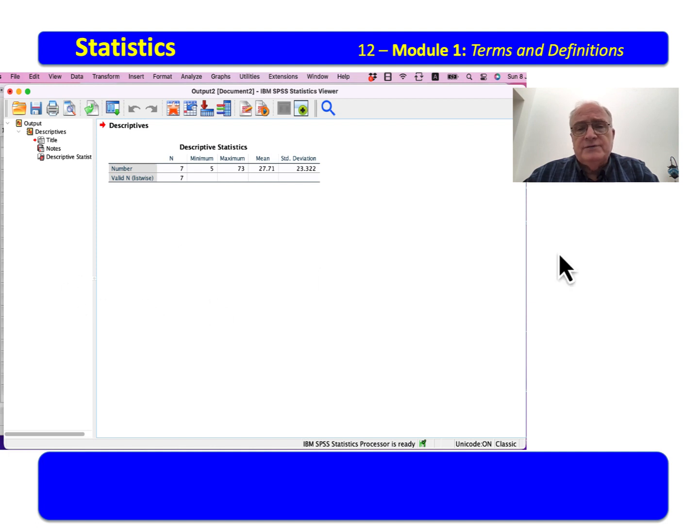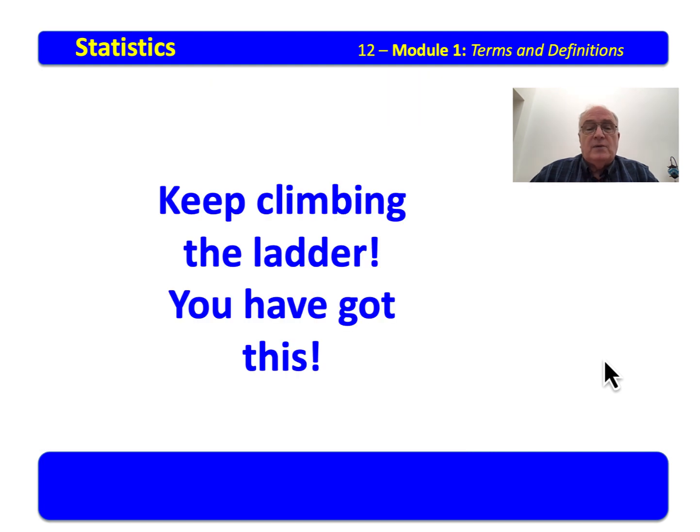Again, you have a problem here. The protocol in statistics is that if your data have no decimal places, your mean should have 1. You always have one more decimal place in your mean than you have in your variable, and you have 2 more places in your standard deviation. That means that your mean should be 27.7. I mistyped there, and your standard deviation is 23.32.